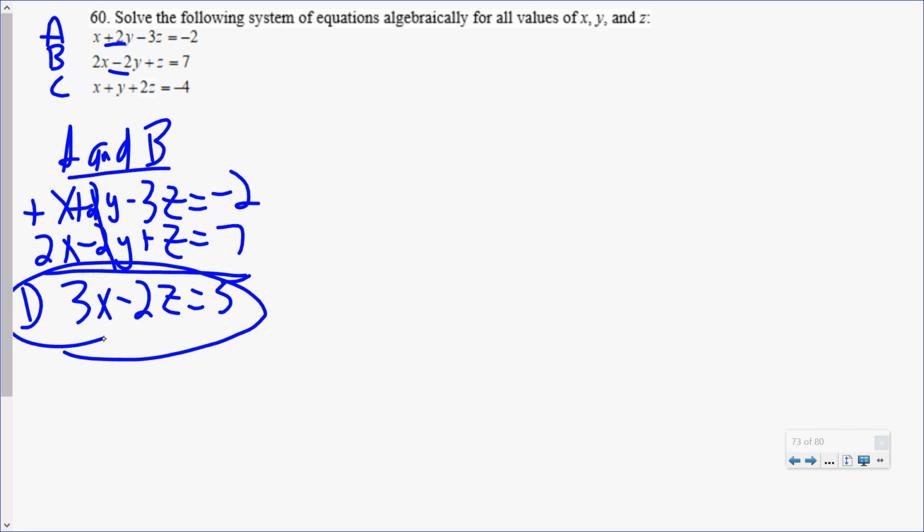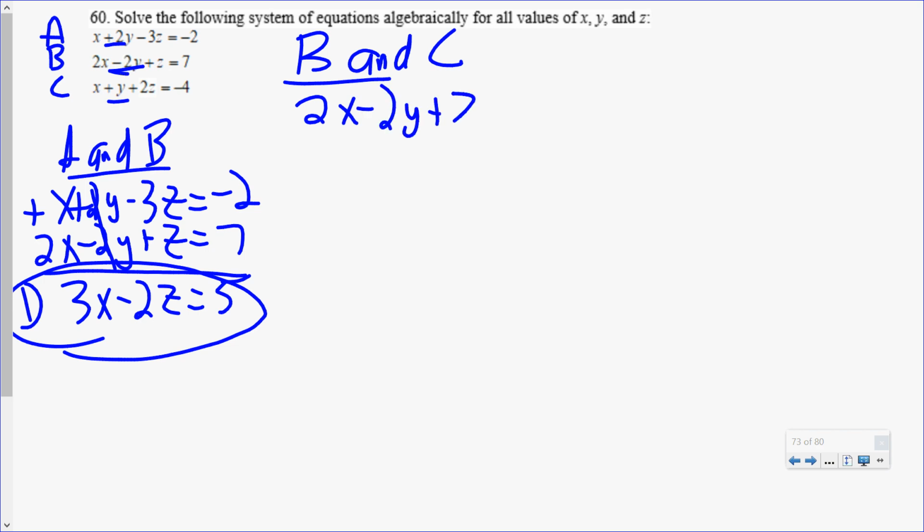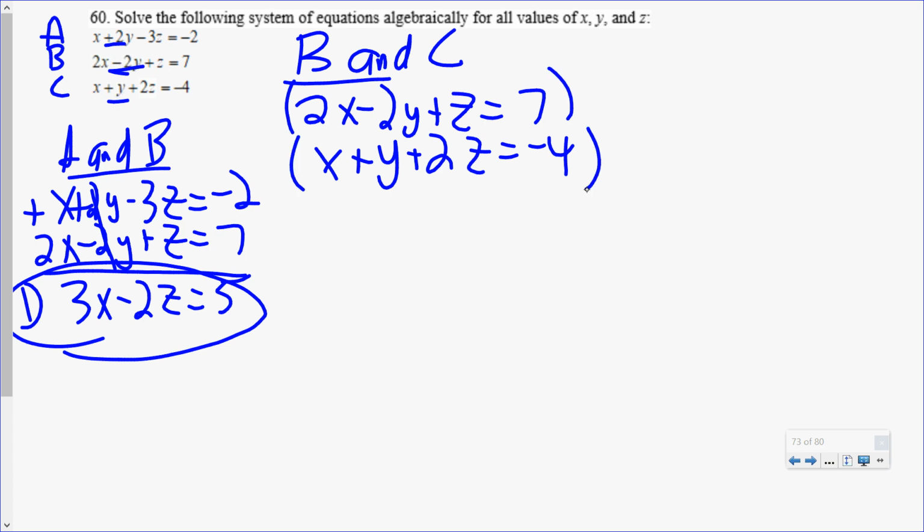I'll do a little bit more work for this one, but that's okay. I'm going to choose B and C since the y's are different signs. So I've got 2x minus 2y plus z equals 7, and x plus y plus 2z equals negative 4. If I add them together right now, nothing's going to cancel. So I multiply by the other's coefficient. The signs are different, that's good, so I keep everything outside positive.